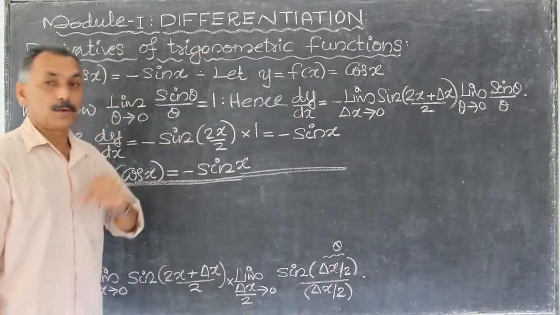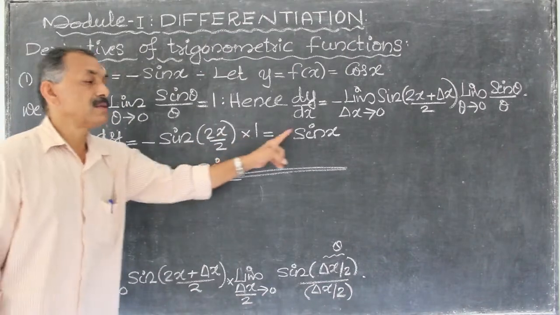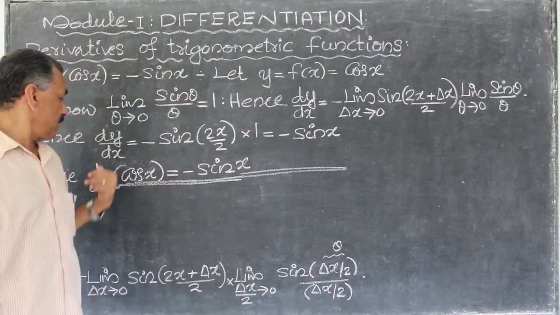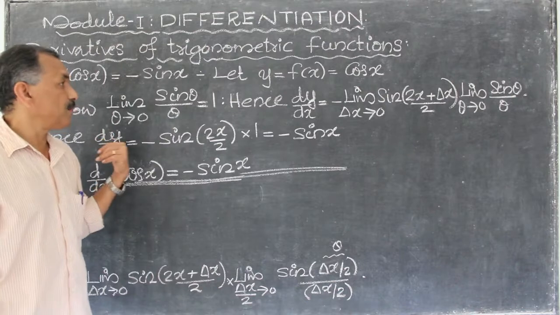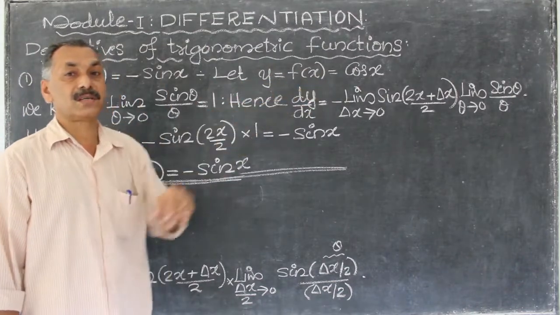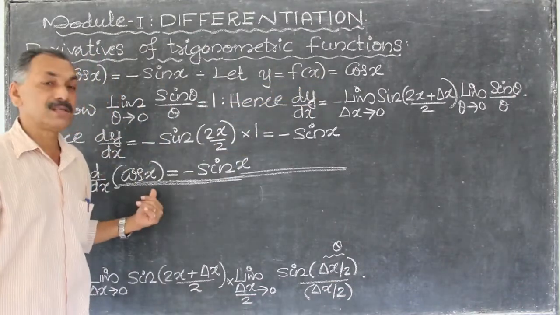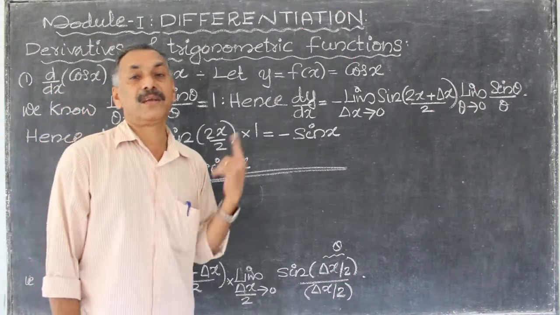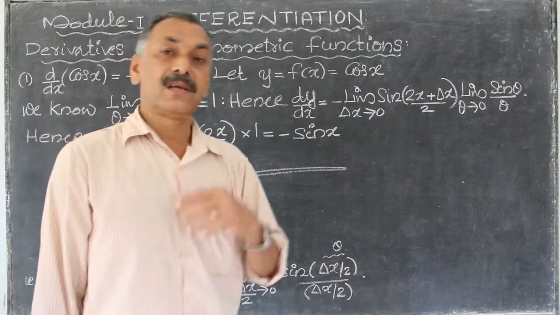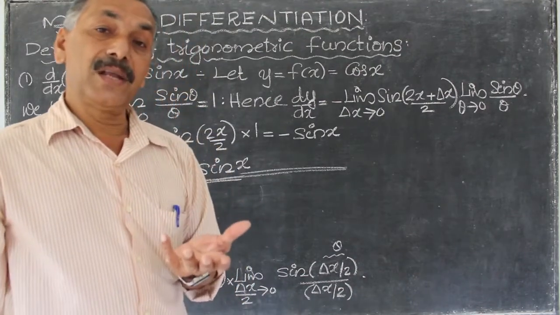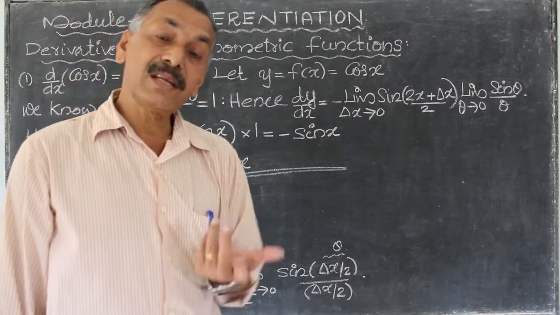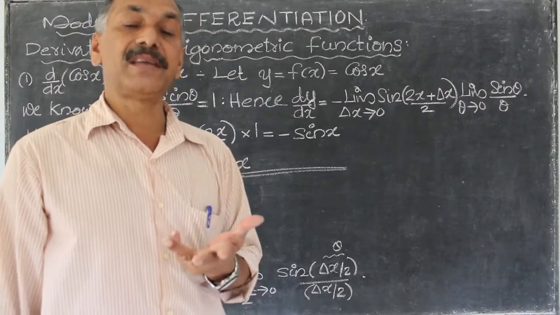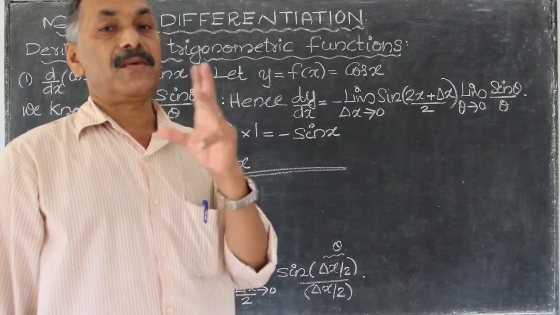1. The 2s cancel, leaving minus sin x. That is, the derivative d by dx of y, where y means f of x is equal to cos x, is minus sin x. The derivative of cos x is equal to minus sin x. Similarly, find the derivative of sin x. What is the derivative of sin x? The derivative of sin x is equal to cos x.